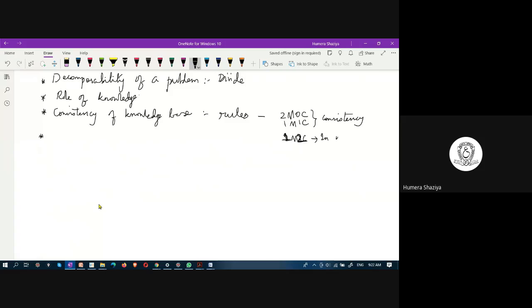There is another characteristic: the requirement of solution. The solution can be an absolute solution or a relative solution.